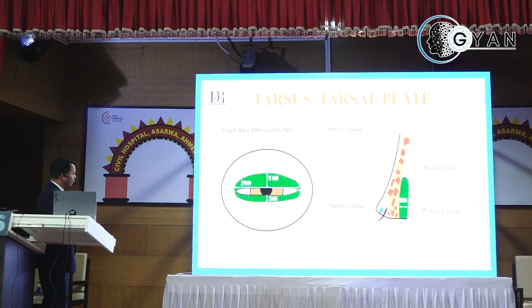Below the levator and Muller muscle, we have the tarsal plate, which is a very thick fibrous structure. It gives the integrity and structure of the upper eyelid. Medially it attaches to the medial tendon or medial canthal ligament, and laterally it is connected with the lateral canthal ligament. It is very strong and also extends to the periosteum. The length of the tarsal plate is 29 mm, and the width is 11 mm.